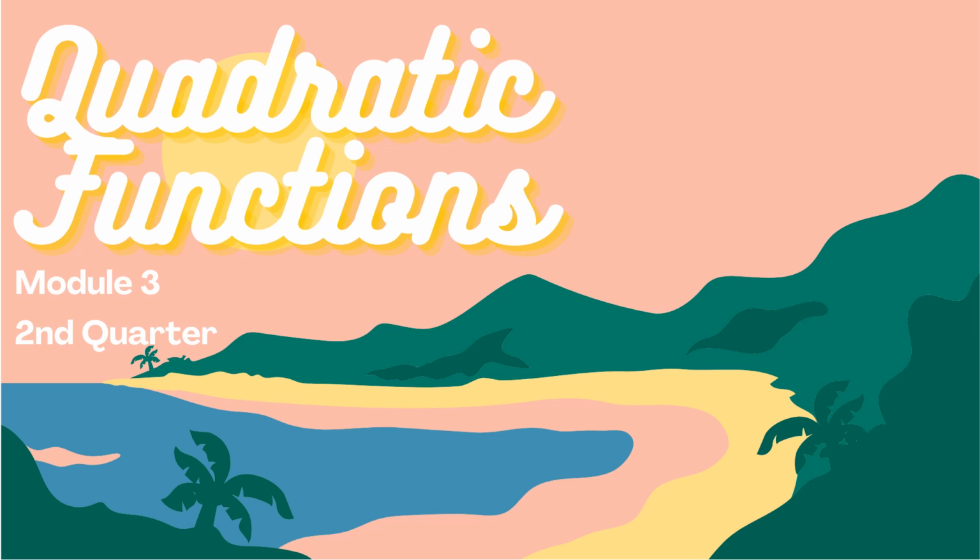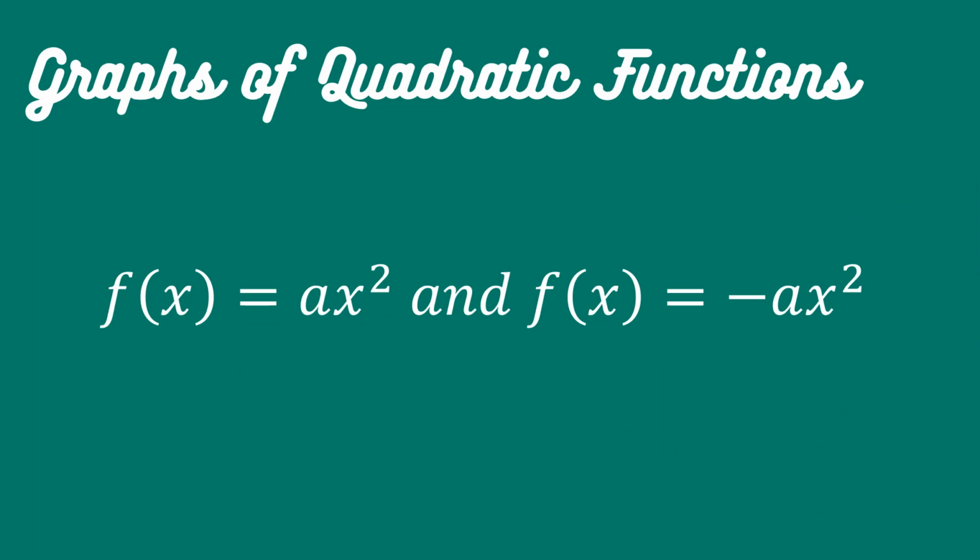Hello, and welcome again for another lesson about quadratic functions. In this lesson, we will be focusing on graphing them. So for our first one, we will be graphing the quadratic function f of x is equal to ax squared and f of x is equal to negative ax squared. So ano nga bang pinagkaiba ng itsura ng graph nila?